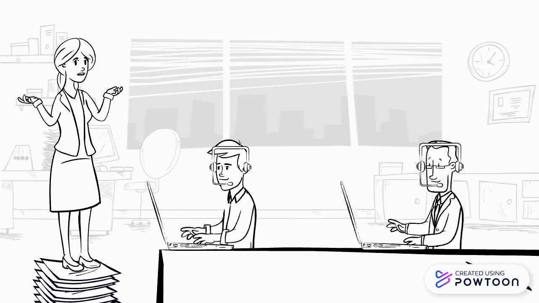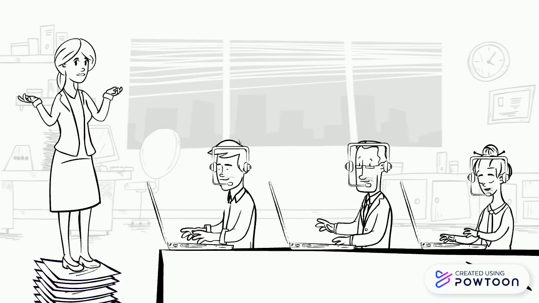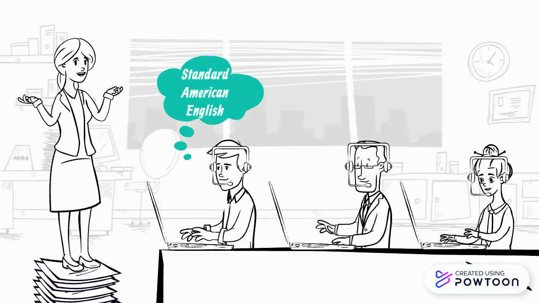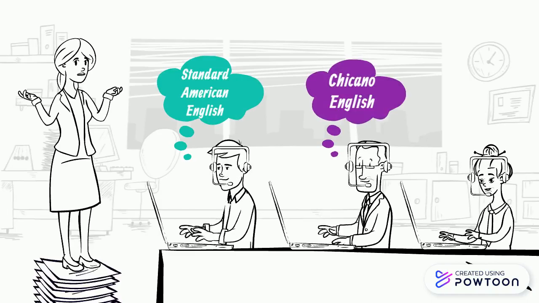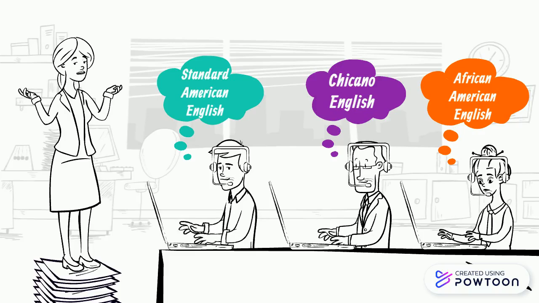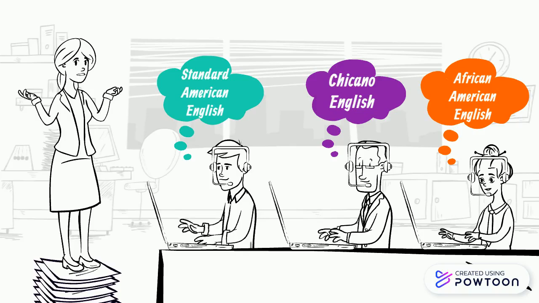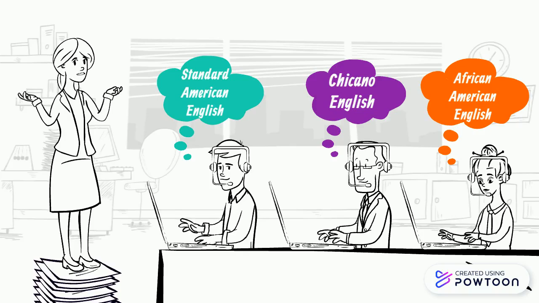A sociolinguist at Stanford did a study calling apartments and asking their availability in different dialects: Standard American English, Chicano English, and African American English. Suddenly, when the sociolinguist stopped using Standard American English, less and less apartments became available to rent.